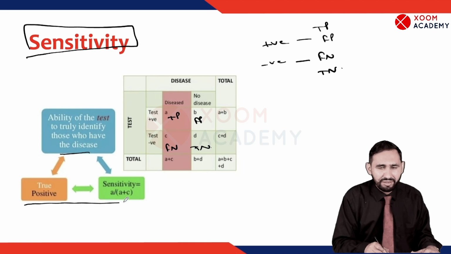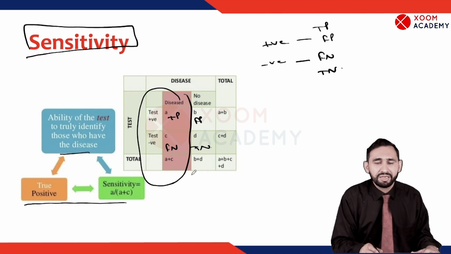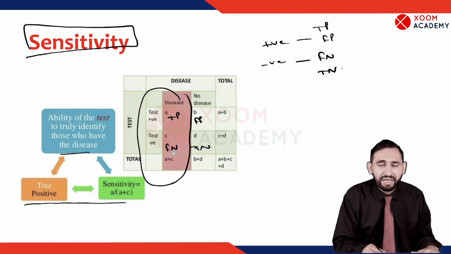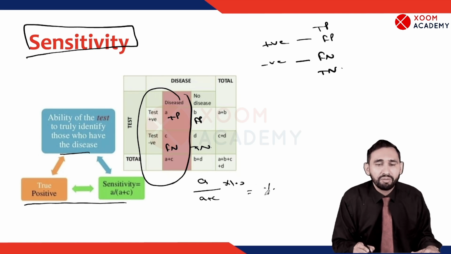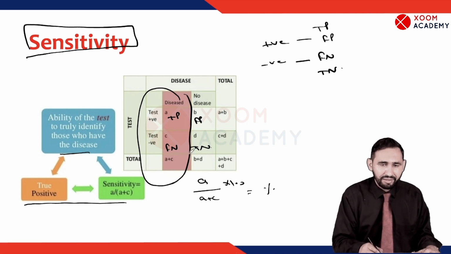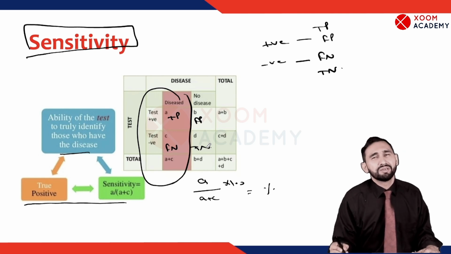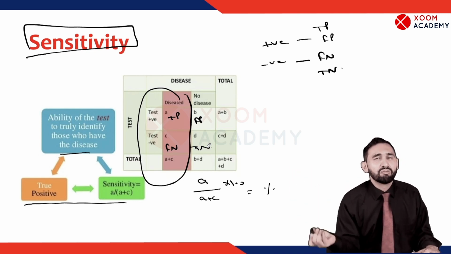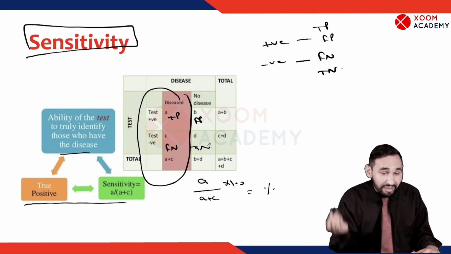What is the formula of sensitivity? Sensitivity is done for disease, and we are seeing the percentage of true positive among those who are diseased. We know that true positive are diseased and false negative are diseased. So the formula will be A over A plus C into 100. 100 because we want to see the percentage. So remember, you will calculate the sensitivity from disease, from A and C. Formula will be A divided by A plus C multiplied by 100 because we want to see the percentage.